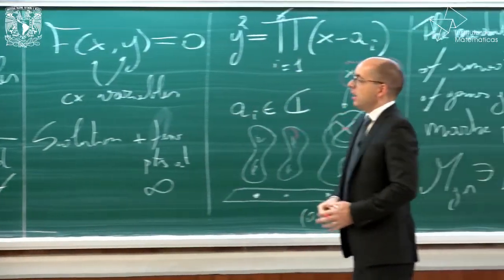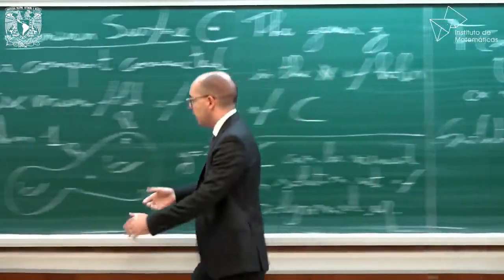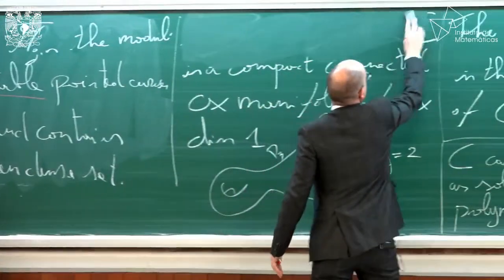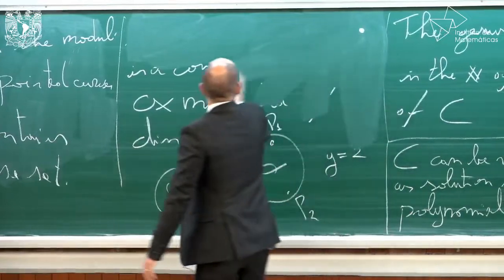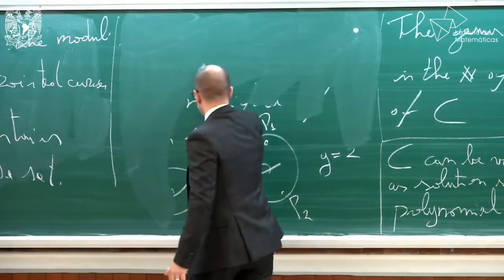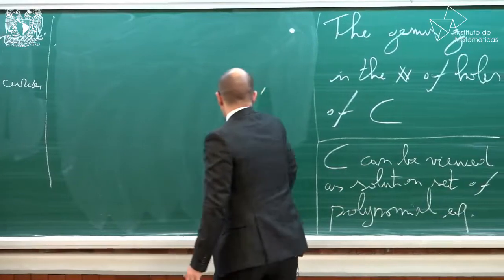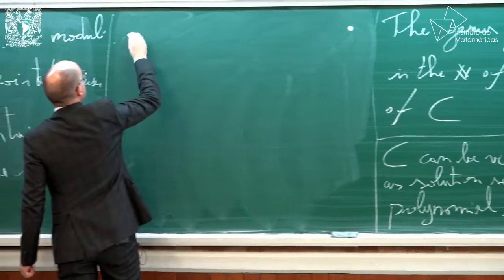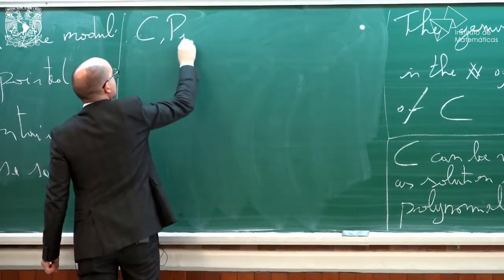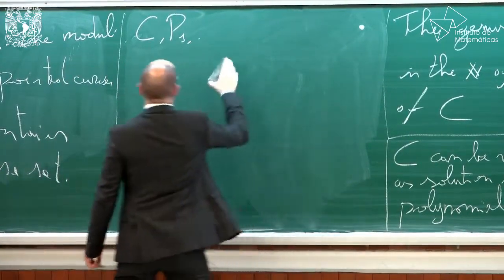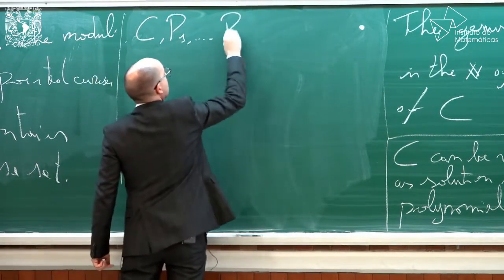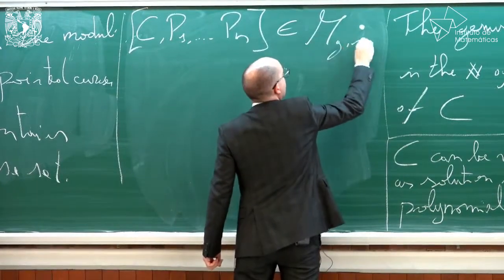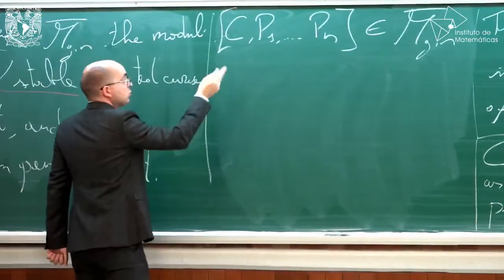Okay. So what is stable? What is a stable curve? Let's make the definition. We want to look at pointed curves, but now the curves don't have to be necessarily smooth. So let me write it in this way: (C, p1, ..., pn) is an element of M_{g,n} bar. What does it mean to be stable?